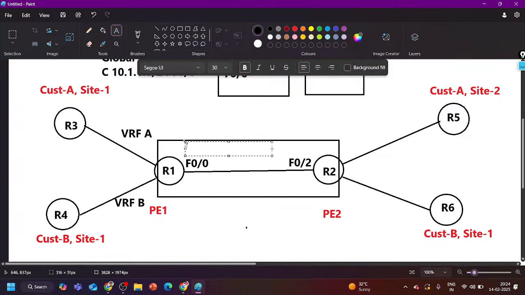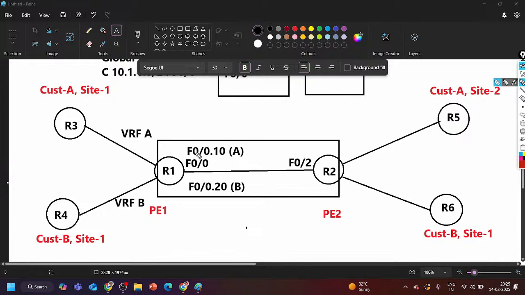I can divide this interface into sub-interfaces, F0/0.10, and I will assign it to VRF A, and F0/0.20, and I will put it in VRF B. That is also possible, and here on router number 2 also we can do the same thing. So now this interface and this interface, both are members of the same VRF, so both can communicate, right?